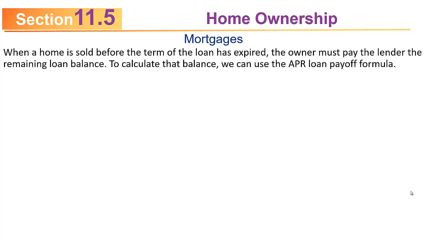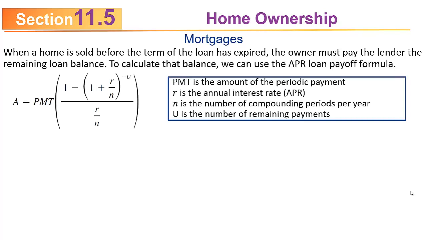When a home is sold before the term of the loan has expired, the owner must pay the lender the remaining loan balance. To calculate that balance, we can use the APR Loan Payoff formula. In other words, sometimes you don't keep the home through the whole 30 years or however much you took out the mortgage for, so you need to pay off what you owe if you sell that house early. Here's the formula. So when you get ready to sell the house, you need to look at how many payments you have yet to make and plug that as the capital U into this formula. And if you calculate using this formula, you get the amount you have to pay off.